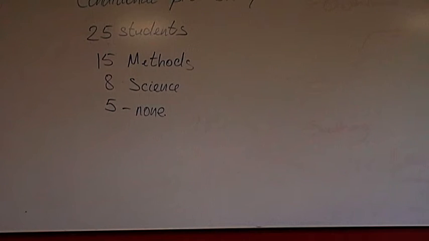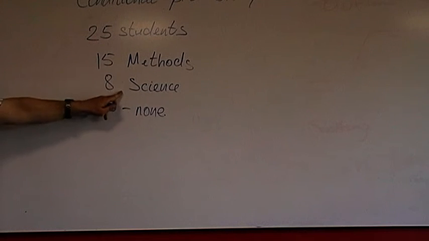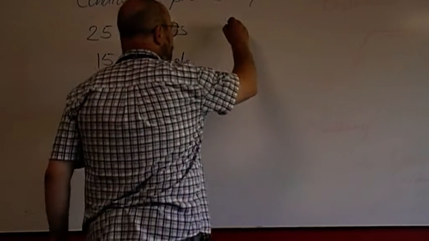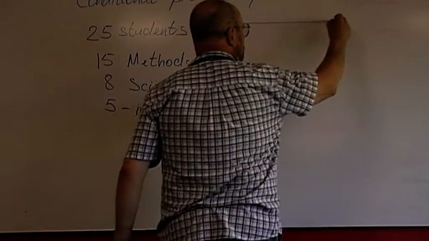What do you mean not possible? Isn't it 2? Some people can do both. Yeah, some people can do both. So how can we work out how many people are doing both? If we add those, we get 28. 28 minus 25 is 3. That means 3 are doing both methods and science. Make sense? Yes. So let's represent this situation on the Venn diagram first.